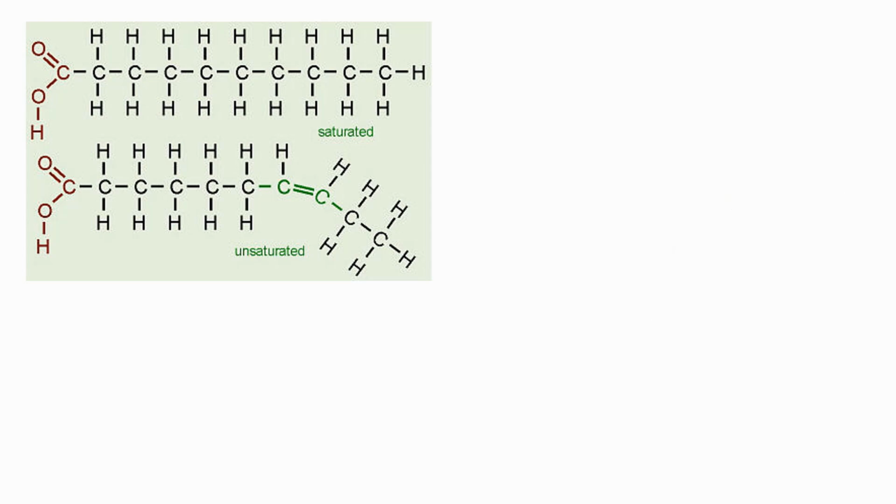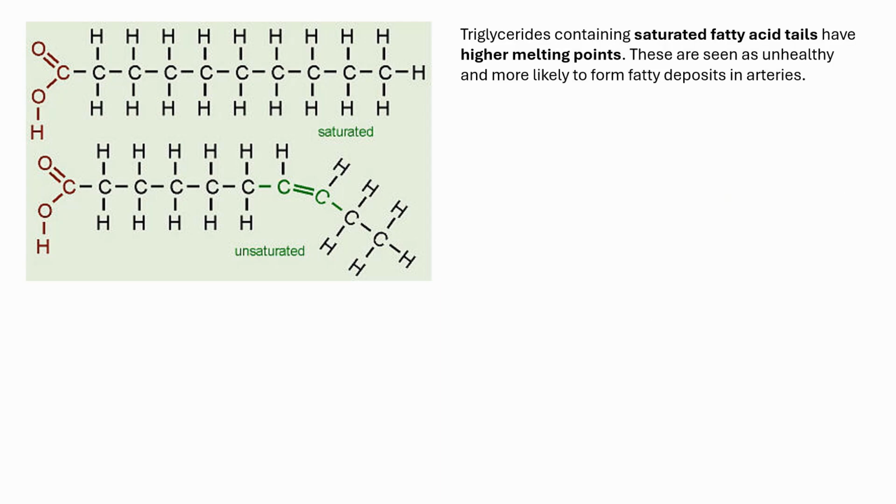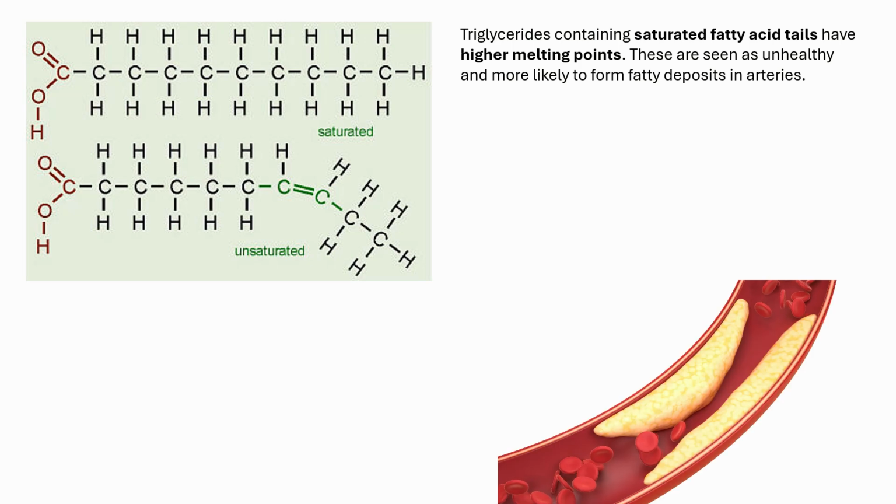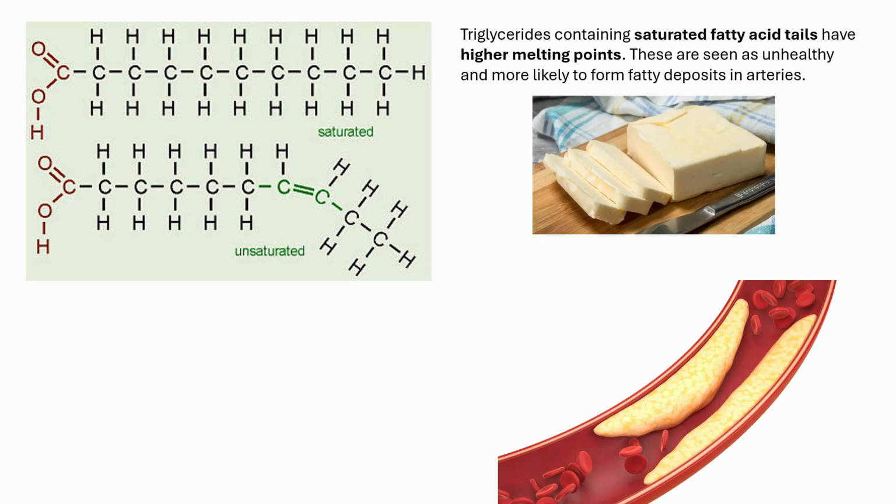Now let's look a little bit closer at the two different types of bonding. So here at the top we've got the saturated fatty acids. Now when the tails are like that, they can get close to each other between different triglycerides, and this increases the intermolecular forces and gives them high melting points. These are seen as unhealthy and more likely to form fatty deposits in the arteries. You know, they're going to build up and you're going to get plaque and atherosclerosis and potentially a myocardial infarction. You're going to end up with heart disease. Whereas the ones below are unsaturated.